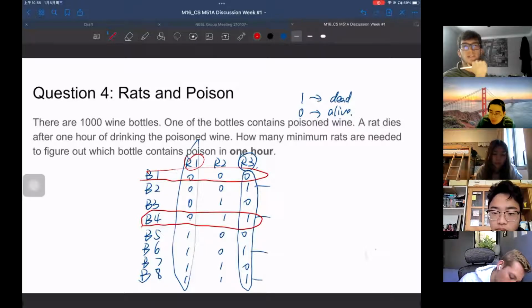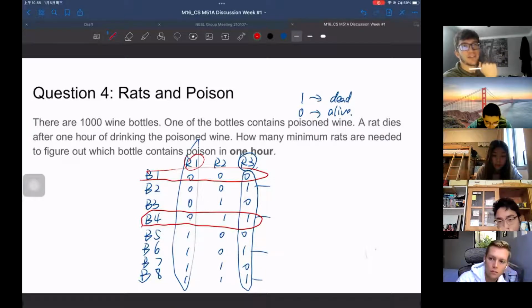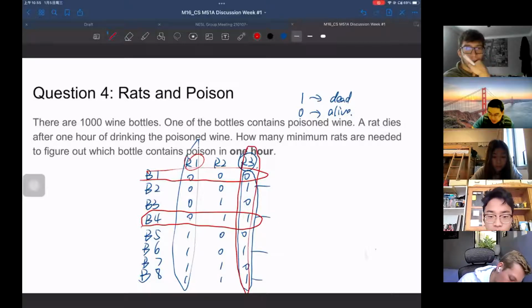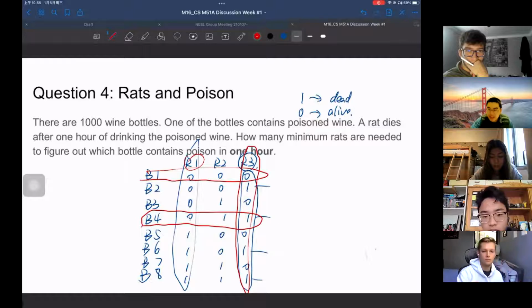Is it that they drank it, or that they're alive or dead? Because if they didn't drink it, how would you know if they'd be alive or dead? Okay, vertically, each rat will drink a combination of many bottles, and after one hour, we are looking at the results. Are they all drinking every bottle? No, they are following this pattern.